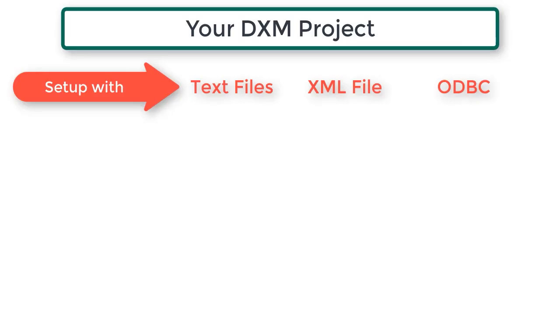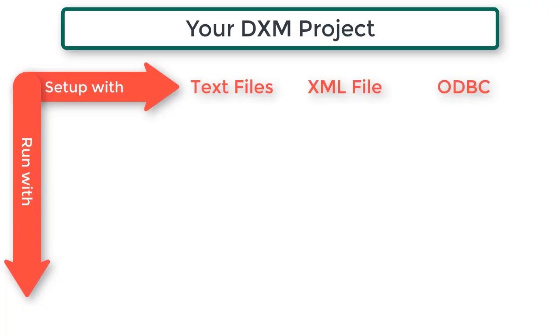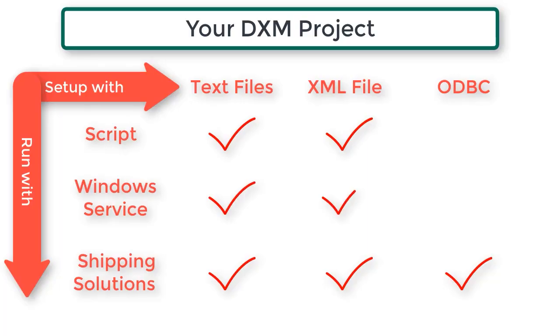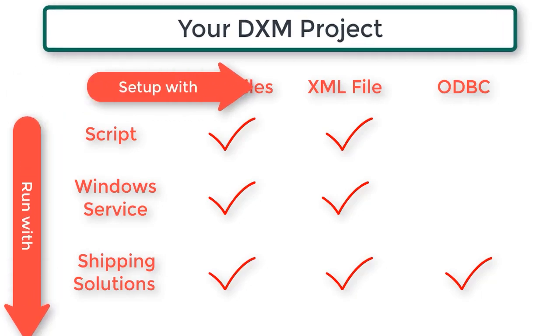Once you have set up your DXM project, you can choose which of the 3 methods you want to use to run the DXM: with a script, using a Windows service, or manually from within the software. All 3 project types can be run manually from within Shipping Solutions, but the text and XML file options can also be run using a script or Windows service. Let's look at each method a little more closely.